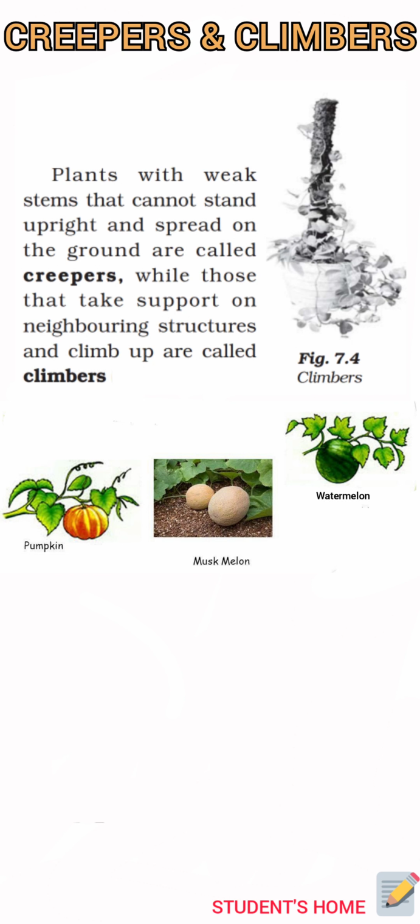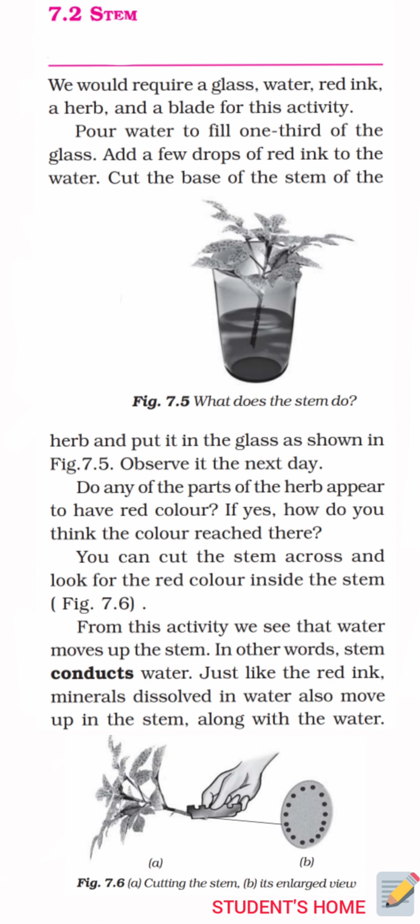So class, examples of creepers are pumpkin, watermelon, sweet potato, etc. And some examples of climbers are grapevine, money plant, cucumber. Okay class, now let's understand our next topic, that is stem.